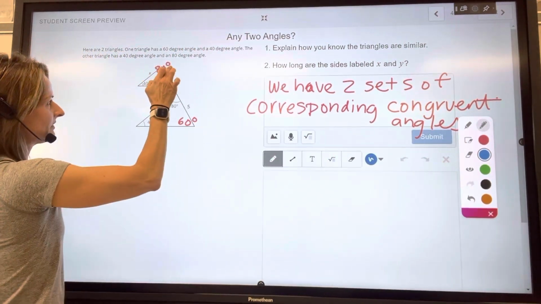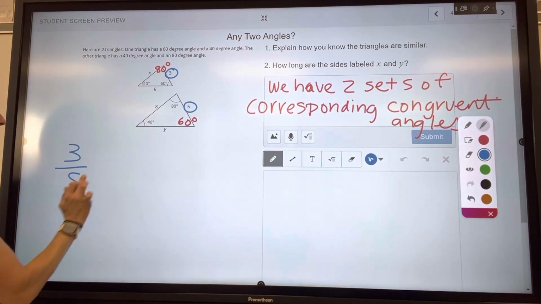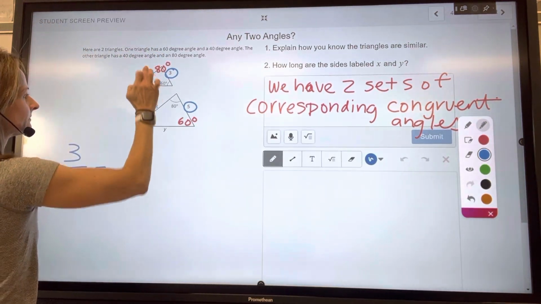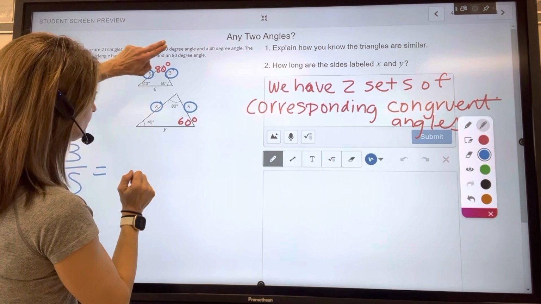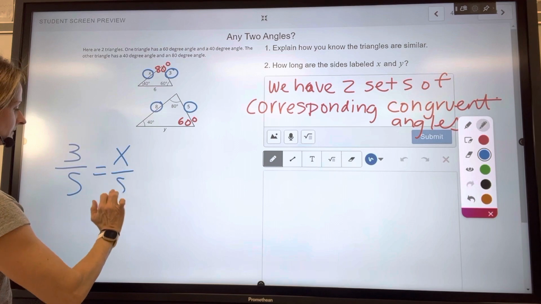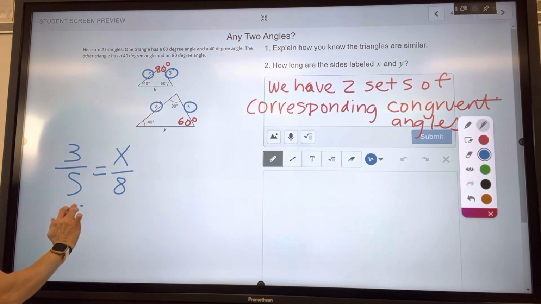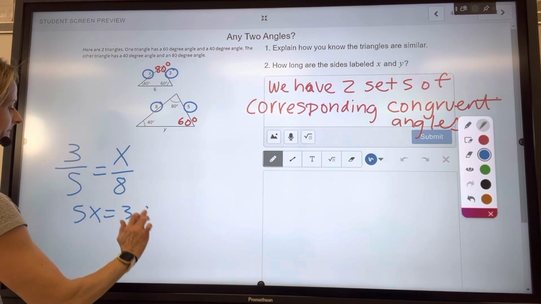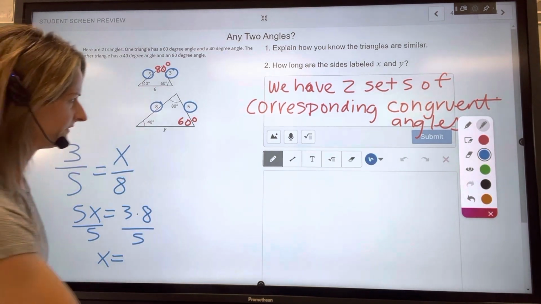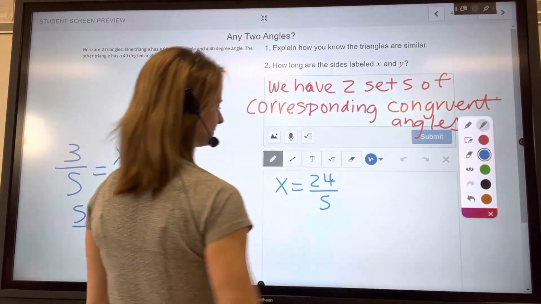I notice that this side here, 3 corresponds to 5. So I'm going to use that on one side for my proportion. And maybe I'll solve for X first. Let's do it. X corresponds to 8. Since I put the 3 over the 5, I need to put the X over the 8. And now this is just a proportion that we're going to solve. 5 times X equals 3 times 8. 5 doesn't go into 24 evenly, so that just means X is 24/5. Boom.